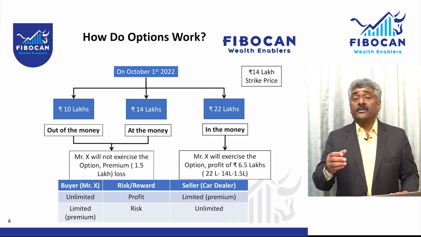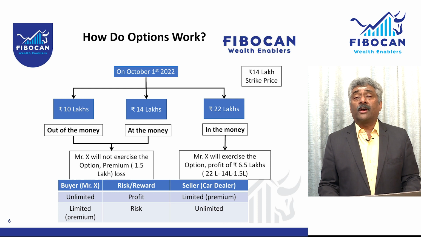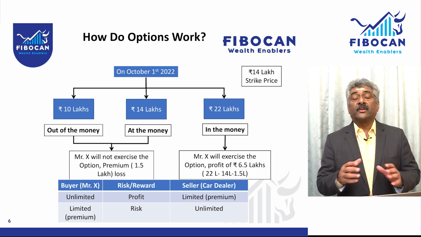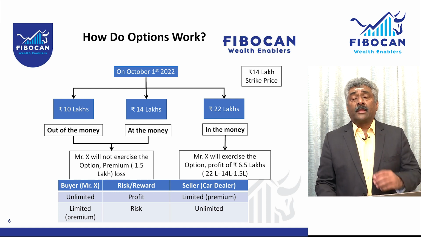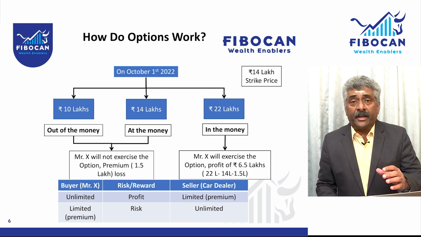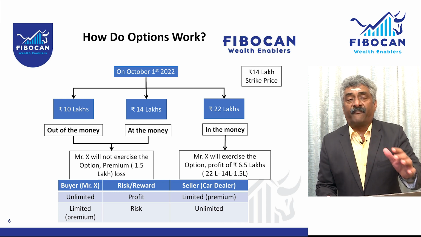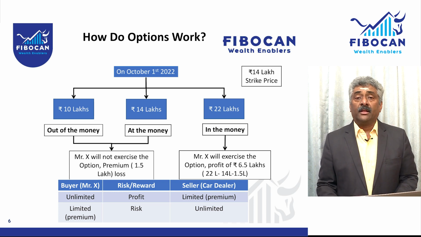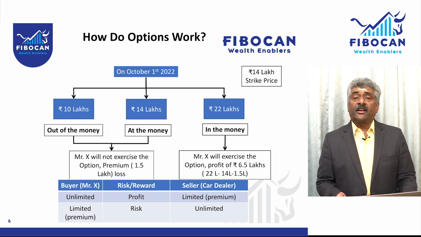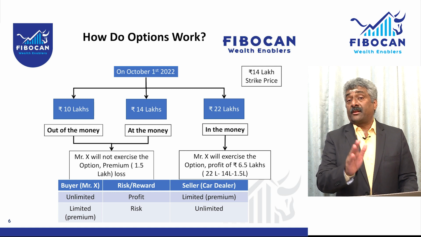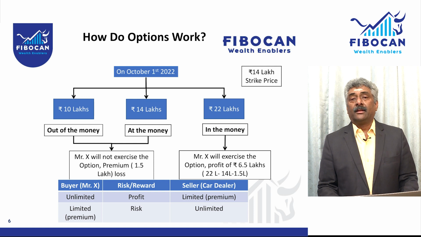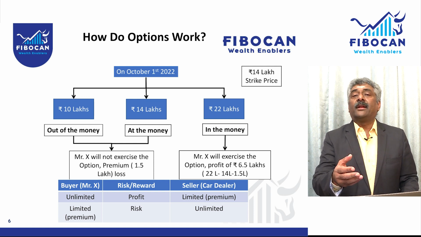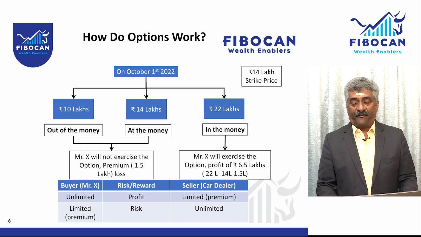Think of it. If the new car is being sold for 25 lakhs, his profit increases by another 3 lakhs, to 9.5. So the profit for the buyer is unlimited. The profit for the seller is limited to the premium that he receives upfront at the time of signing the contract. Hence, the risk for the seller of the option, please understand, not the seller of the car here, the seller of the option, is unlimited, whereas for the buyer, the risk is limited to the premium that he paid upfront.